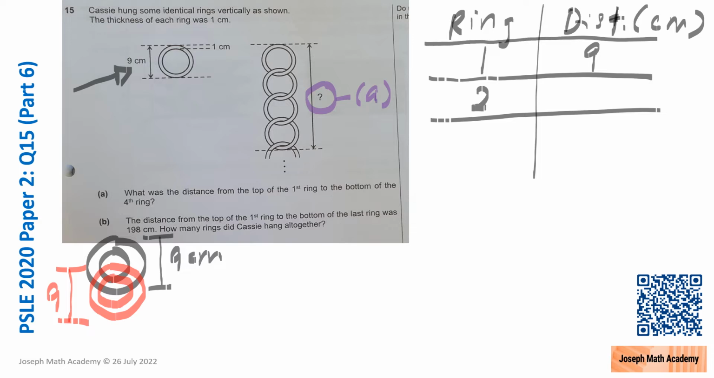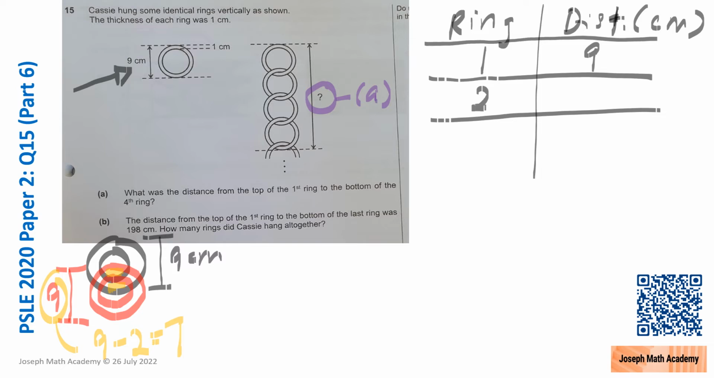Now this 9 cm has overlapped the first ring. In what way? It has overlapped in 2 cm. Where are the 2 cm? This one and this one. I've highlighted in orange. So the 2 cm is being shed. That means the one that is red has been shortened by 2 cm. It's no longer 9. It is now 9 minus 2 is 7.